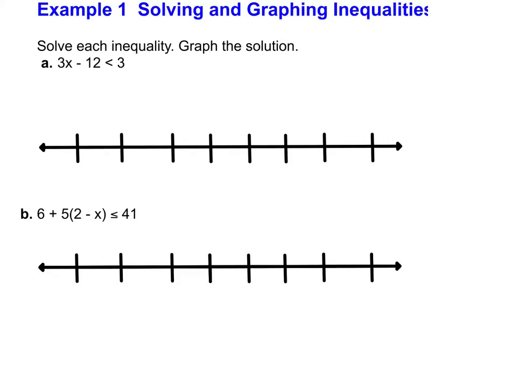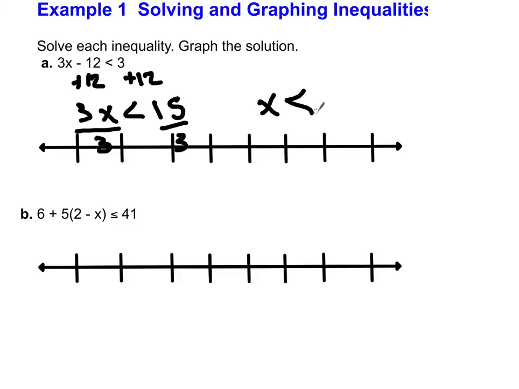Alright, let's do some examples. Solve each inequality and then graph the solution. I'm going to solve this very similarly to an equation. I'm going to treat this like the equal sign, and try to get x by itself. 12 is being subtracted, so let's add 12 to both sides, and you get 3x is less than 15. Divide by 3. We're dividing, so you need to be very careful. If you're dividing by a negative number, you flip this sign. If you're dividing by a positive, you don't. This is a positive number, so we don't flip the sign. And we get x is less than 5. X is less than 5 is the solution.